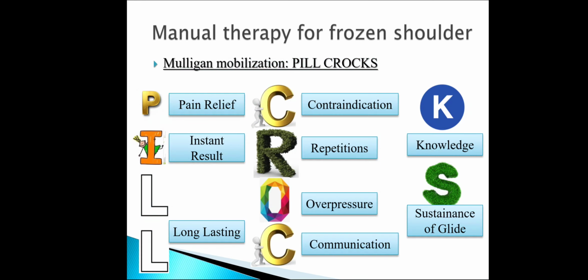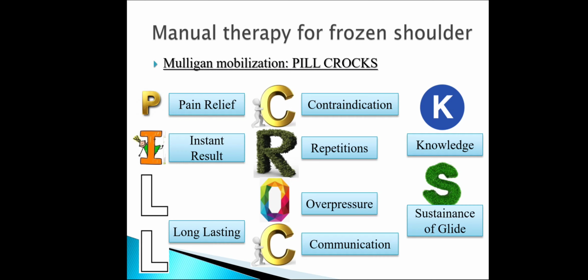I'll be dealing with the individual therapy in brief. Manual therapy for frozen shoulder: Mulligan mobilization, given by Brian Mulligan, which states the principles of the PILL CROCS. Mulligan mobilization: pain relief, instant result, long lasting. Once the mobilization with movement is given, the immediate pain relief is seen, which lasts for a longer duration. That is your PILL.